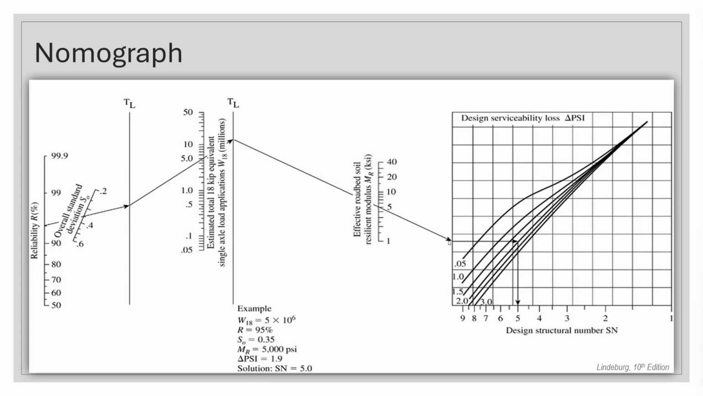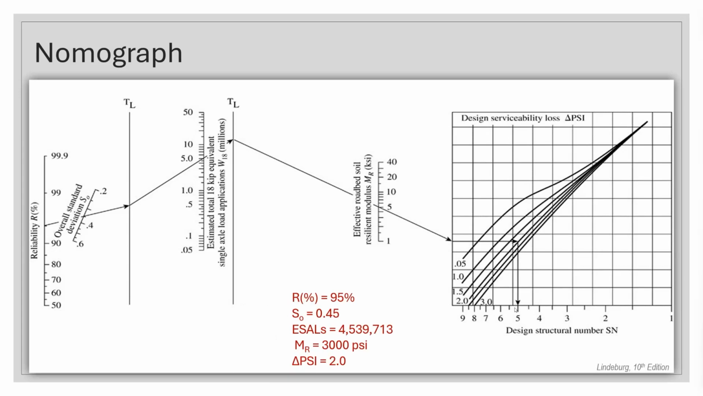The example that's shown here is the 2.0 line. So I go until I hit that line, and then I drop straight down, and it looks like I'm at a 5. That means that my structural number is 5. So let's do a different example.